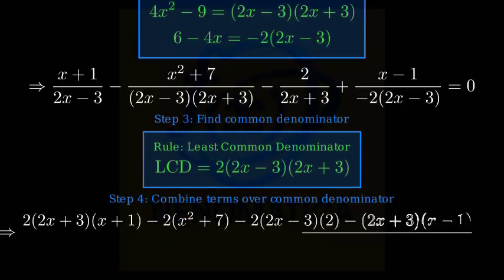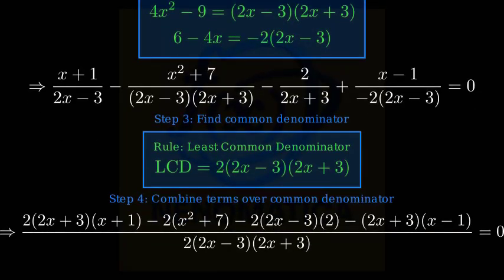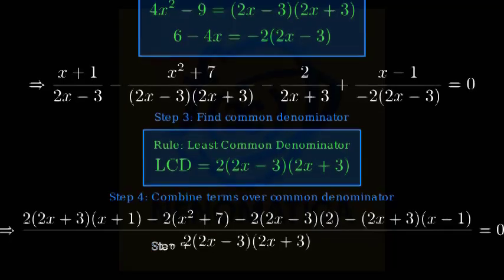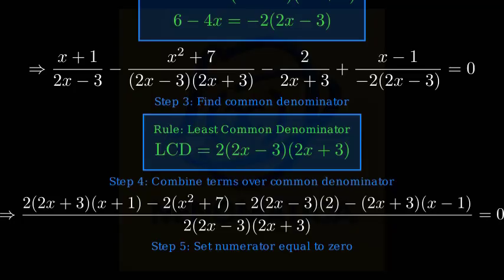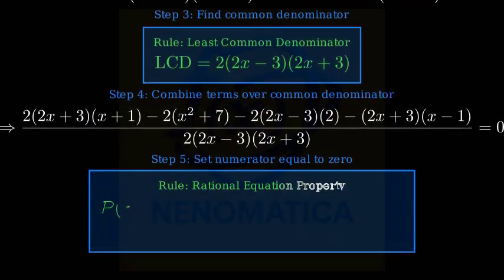This gives us 2 times (2x plus 3) times (x plus 1) minus 2 times (x squared plus 7) minus 2 times (2x minus 3) times 2 plus (2x plus 3) times (x minus 1), all over 2 times (2x minus 3) times (2x plus 3) equals 0. Since the denominator is not 0, the equation is true when the numerator equals 0. So let's focus on the numerator.